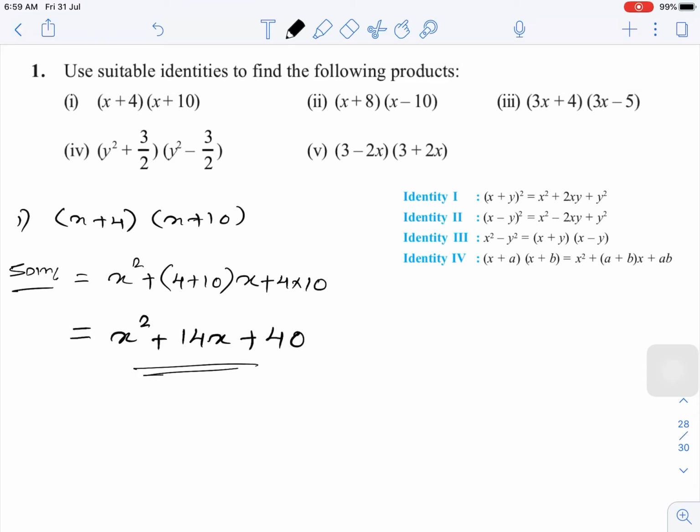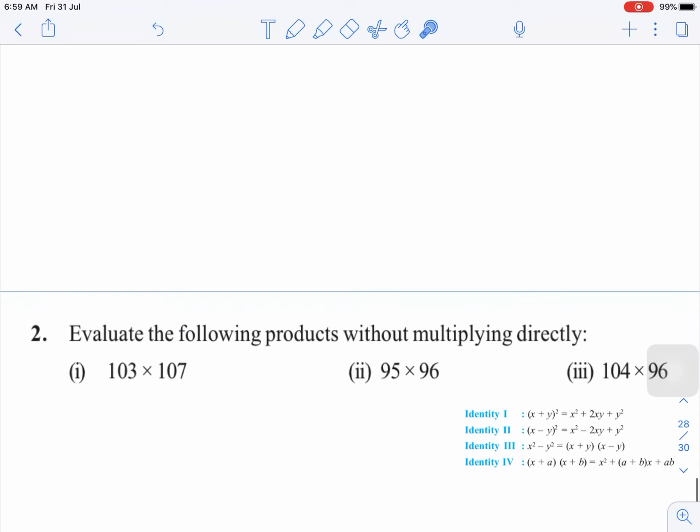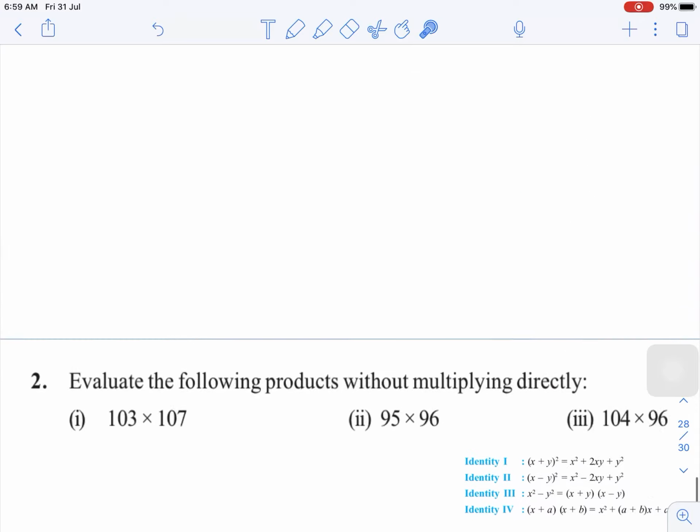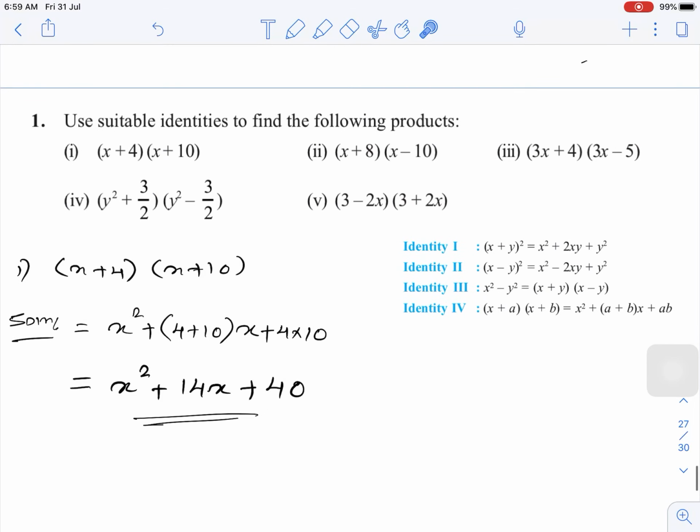So here what we have done, by using an identity we have written the expanded form. Is it clear? Now let us solve. So in this way you people have to solve all the remaining examples. Okay, so now let us solve the next type of example. Now here it is given, evaluate the following products. Okay, before that let me tell you which formula you have to use where.